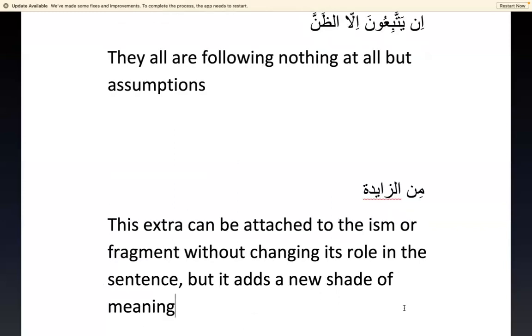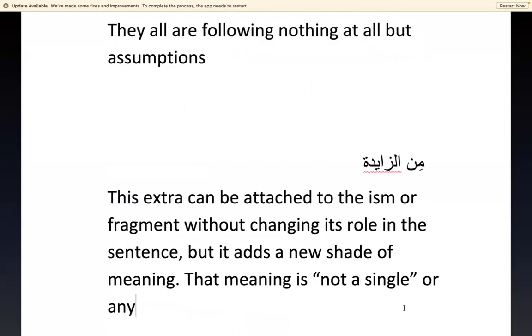So what kind of meaning is it providing? So that meaning is like this. It will be not a single, or it can be any. If you remove this min from the sentence, the sentence will lose only not a single or any kind of meaning. Okay, but the overall meaning will remain same.